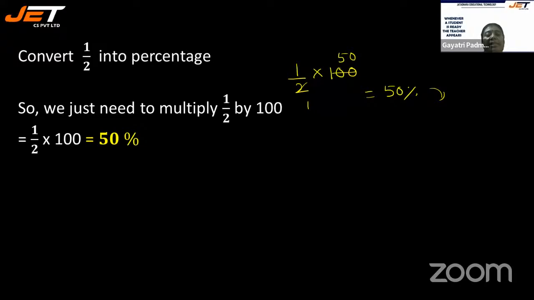Let's see the answer. It is 50%. And your 30 seconds is over. If you have got 50% as your answer, it is perfect. So you can pat yourself. I understand, I've got the answer. All right. Now let's try another one.